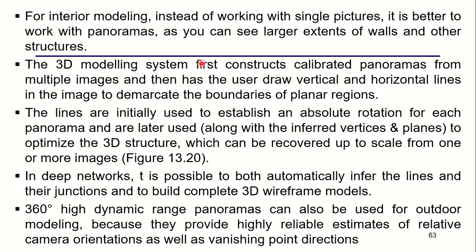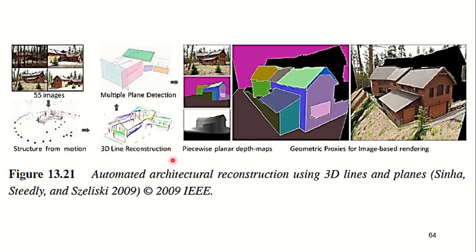The 3D modeling system first constructs calibrated panoramas from multiple images and then has the user draw vertical and horizontal lines in the image to demarcate the boundaries of planar regions. The lines are initially used to establish an absolute rotation for each panorama and are later used with inferred vertices and planes to optimize the 3D structure, which can be recovered up to a scale from one or more images, as displayed in Figure 13.20.